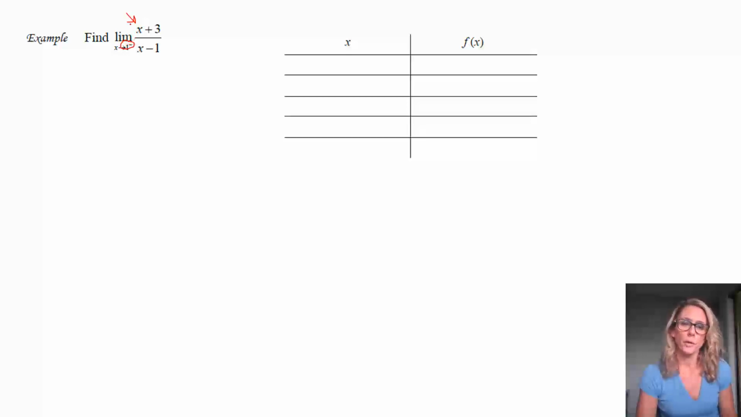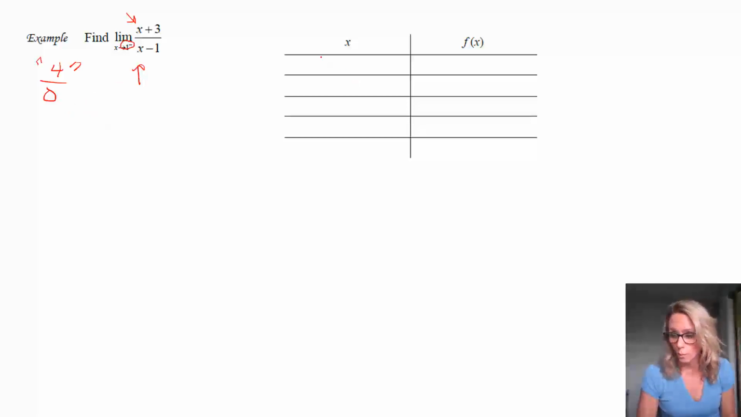And the numerator is x plus 3 and the denominator is x minus 1. So if we were to just think about plugging in 1, I want you to notice that when we plug in 1, the numerator would be 4 and the denominator would be 0. Now that's kind of a weird thing to think about because you cannot divide 4 by 0.